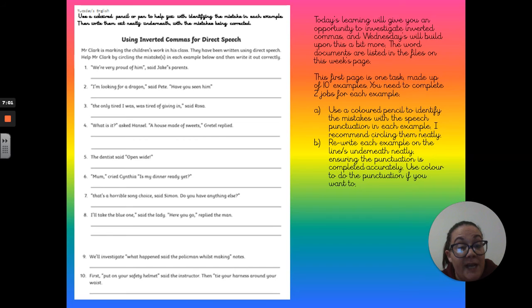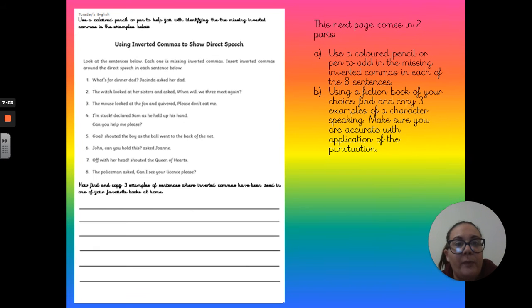So if we move on to the next part of today's learning, this comes in 2 parts, okay? The first part should be very straightforward for you, okay? You have got to put in the missing inverted commas from the 8 examples which are there. Again, use a coloured pencil or a pen. Don't use a felt tip though. Use a coloured pencil or pen that allows you to indicate those inverted commas on neatly.